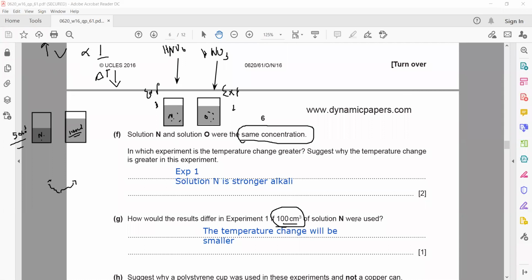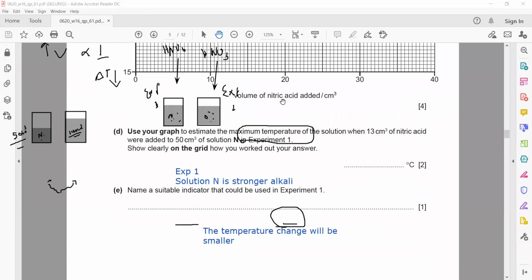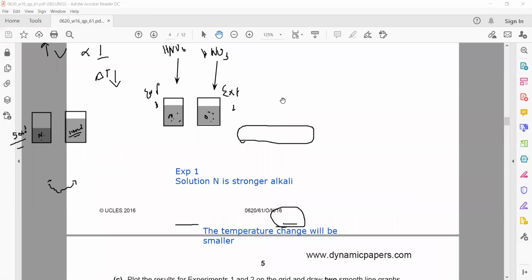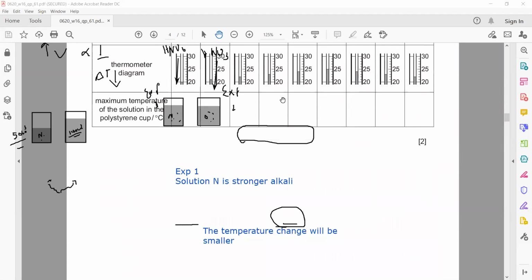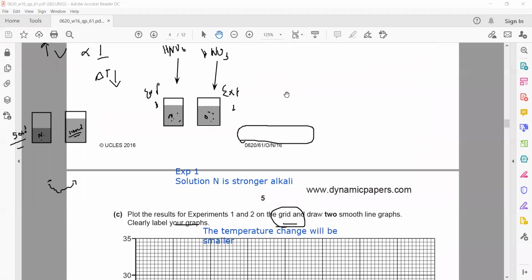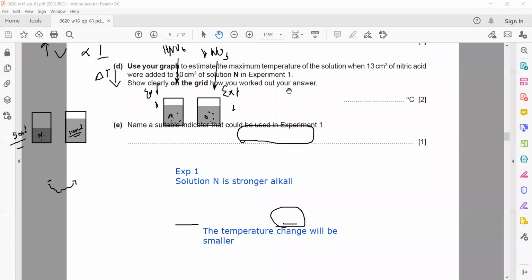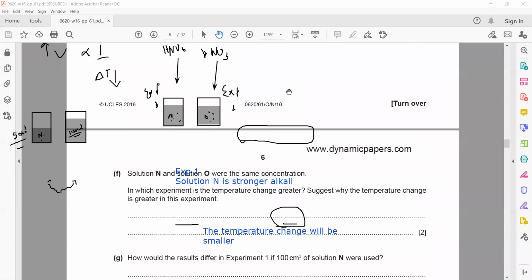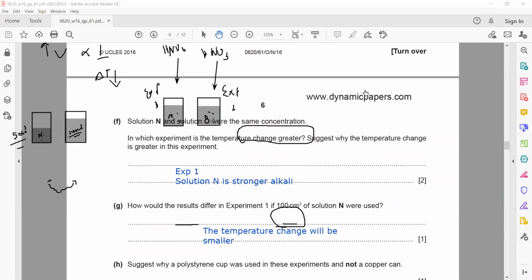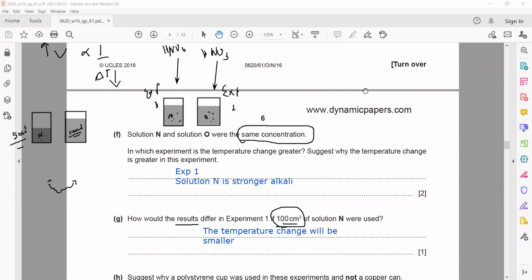Yeah, the question says result. So what is the result here? You're measuring a temperature. So you're only observing a temperature. That is your result of the reaction. You're not measuring a volume of a gas. So you have to refer your answer with reference to what you're measuring. You're measuring a temperature. So your result of this reaction is a temperature change.